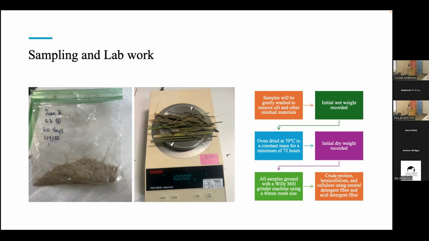After all that, I would grind those samples with a Wiley grinder machine, and then ship them to main campus to be analyzed for crude protein, hemicellulose, and cellulose using neutral detergent fiber and acid detergent fiber. So after I collect the samples, I send them to main campus for them to analyze those chemical components of the ground samples.